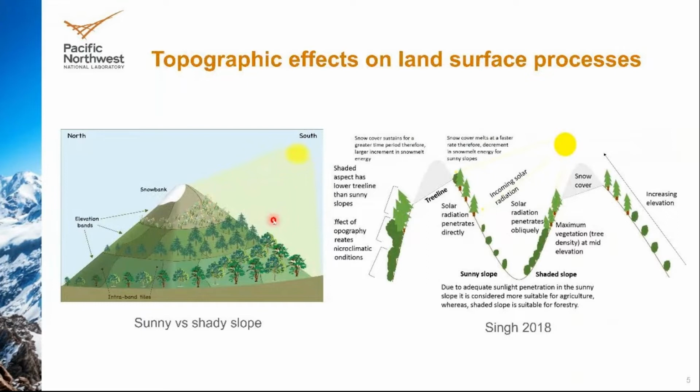As you know, topography has large effects on many land surface processes. One of the main reasons is that the topography can change the incoming radiation received by the land surface. This figure shows the sunny slope receives more radiation compared to the shady slope. The vegetation type, the tree line, and snow cover are very different between the sunny and the shady slope.